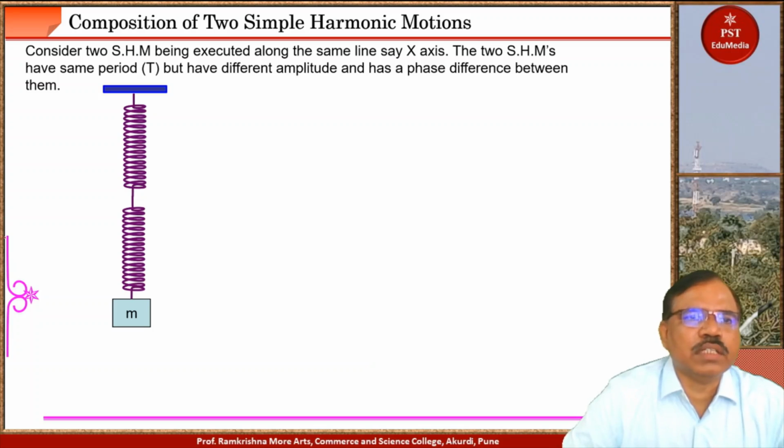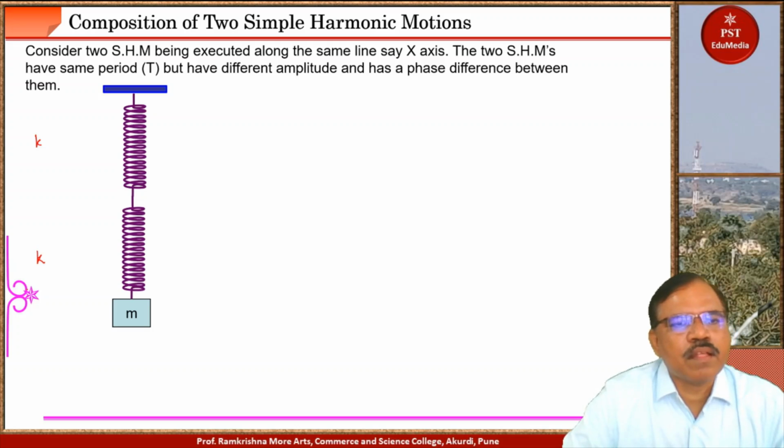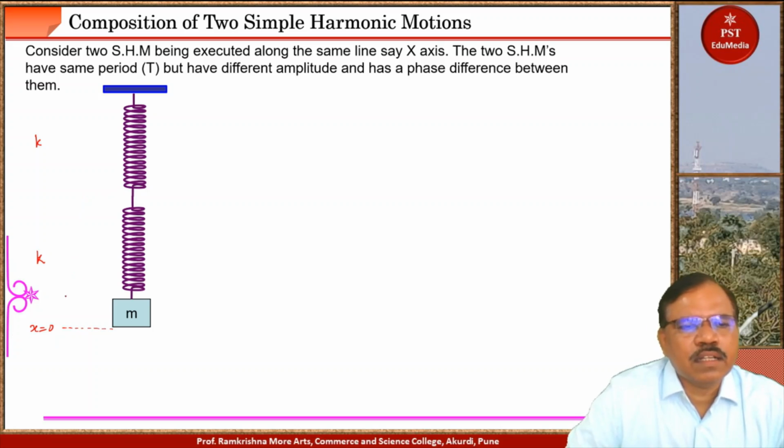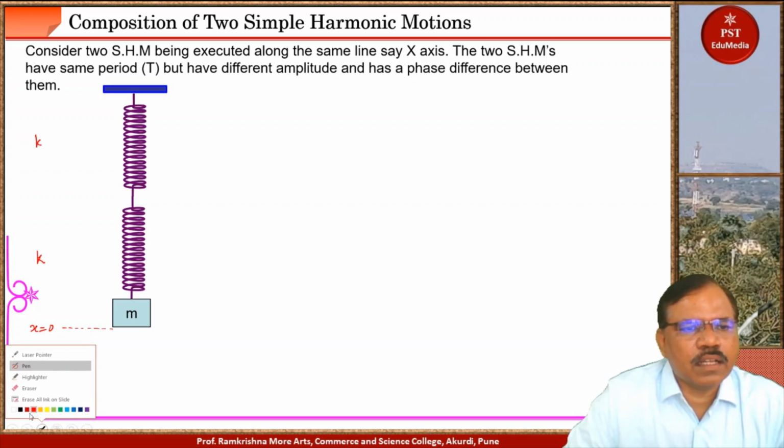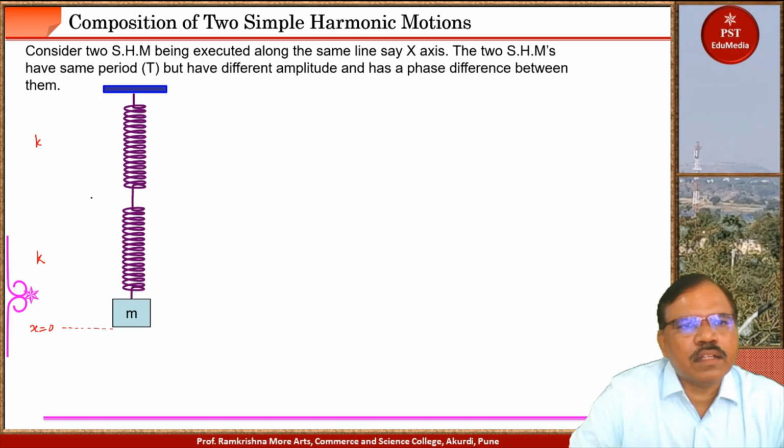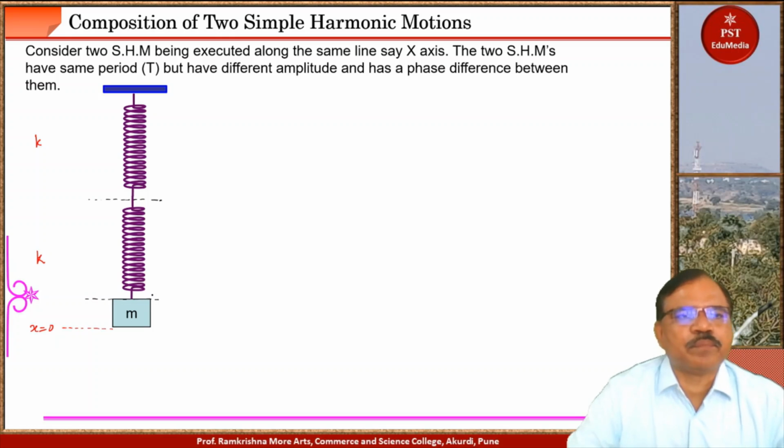So here we have the first spring. This is the first spring having force constant k. Second spring, suppose having force constant k. And here this is the equilibrium position. So let us call this x is equal to 0. Now here this one is the equilibrium position of the first spring. This one is the equilibrium position of the second spring.